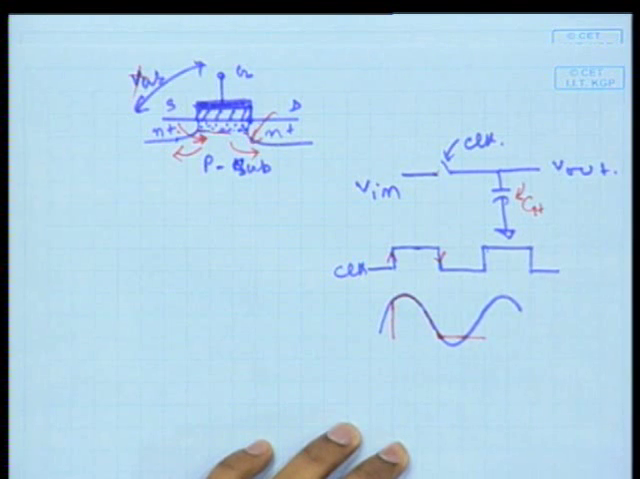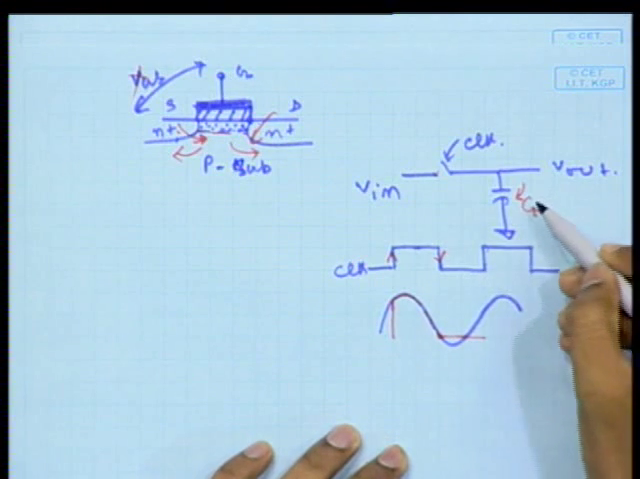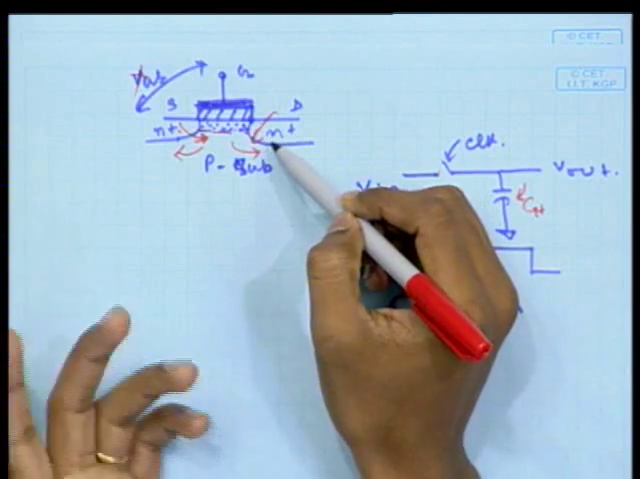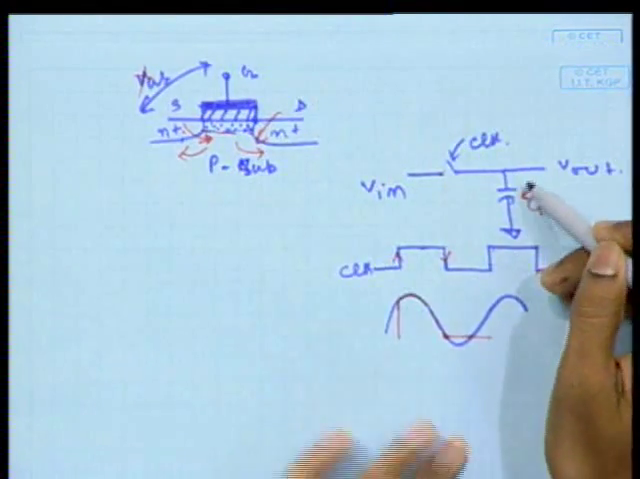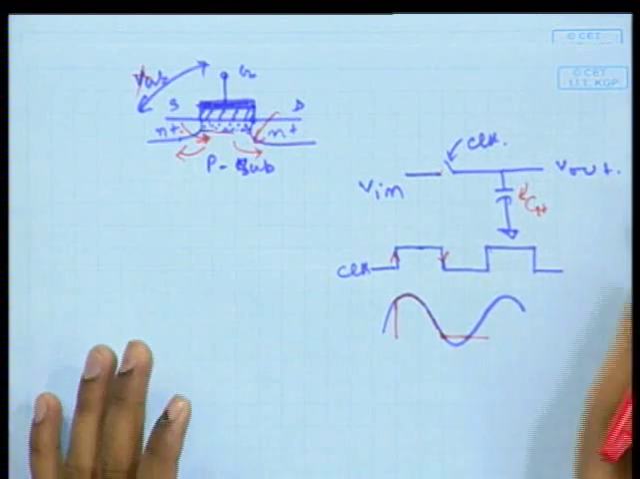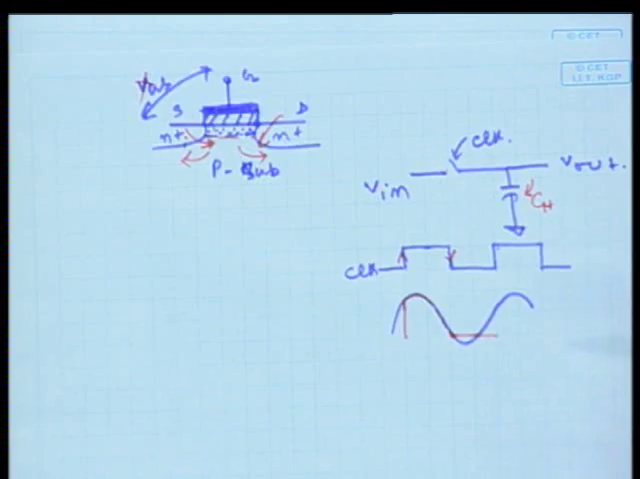This is your hold capacitor that you have to apply. CH is a capacitor you apply. It's not the CGS or CDS of the switch, it's not coming from the switch. It's a different capacitor you apply according to your design. This is a simple sample and hold circuit, a switched capacitor circuit. You sample the voltage and hold it on the capacitor.